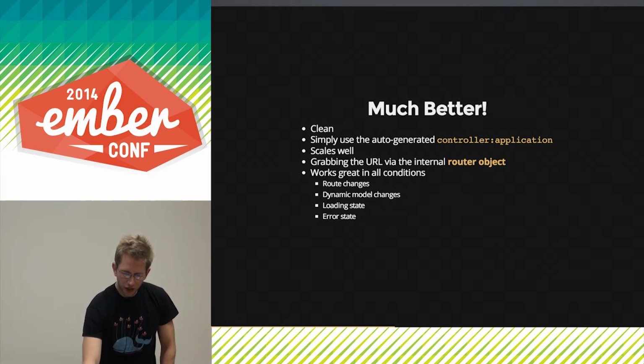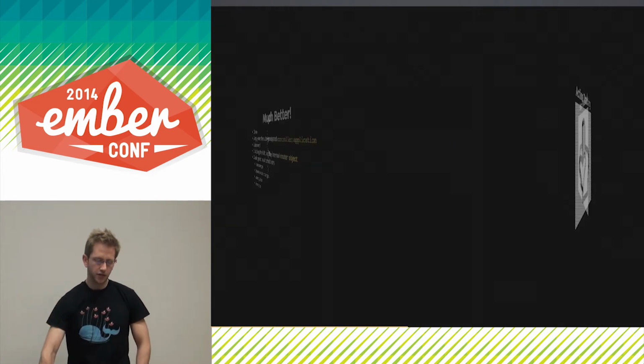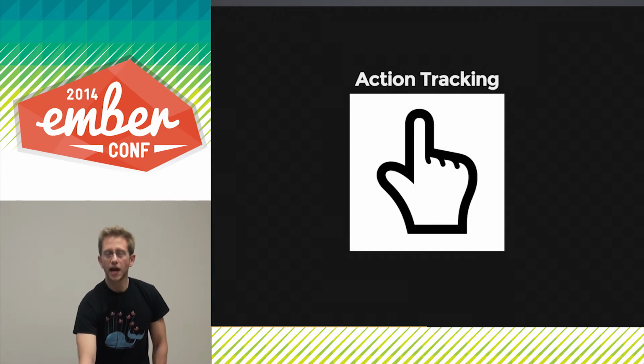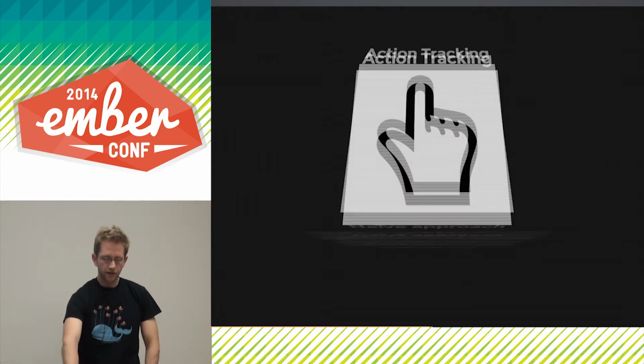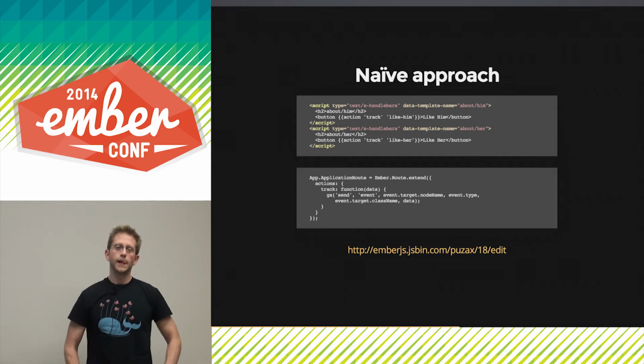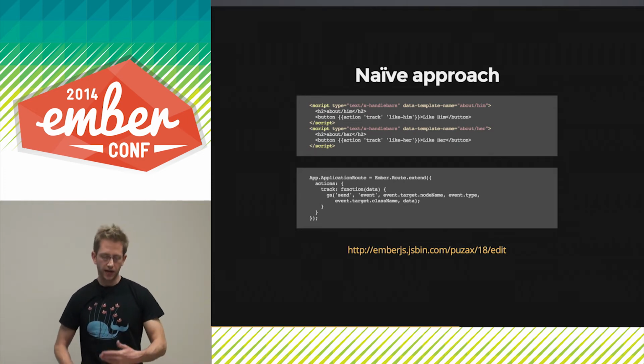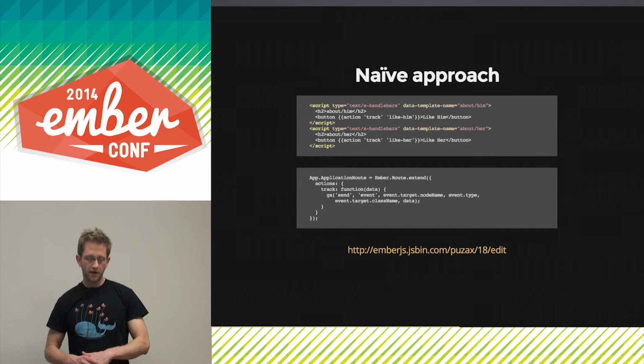So that's about it for page tracking. You've seen a good implementation for that. Now I'm going to talk about action tracking. So this is the next part of the things that we want to track for the user. It's action. So I want to talk about a naive approach here.